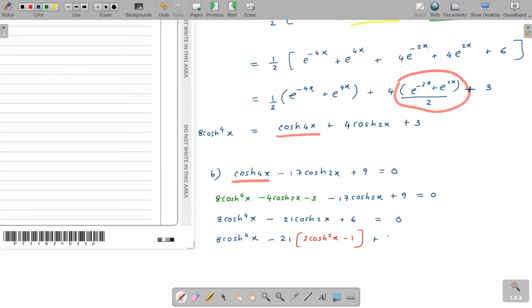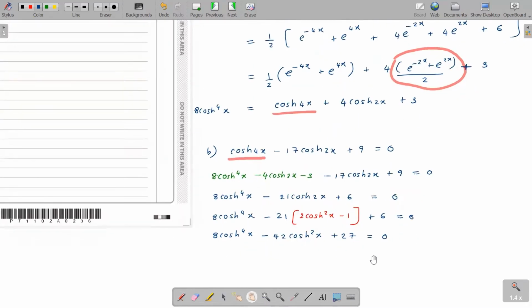And I get here plus 6 equals 0. So 8 cos to the power 4x minus 21 into 2 is minus 42 cos square x. Minus 21 into minus 1 is plus 21, plus 6 is plus 27 equals 0. Do you agree with me? Right, so I come to this equation. Now this is an equation where I have only cos x. So there are multiples of cos x. So this is basically like 8y to the power 4 minus 42y to the power 2 plus 27.